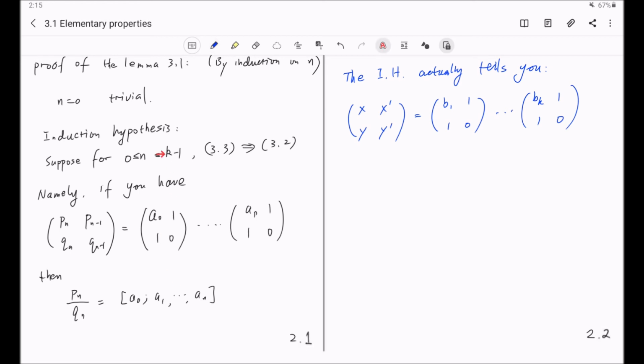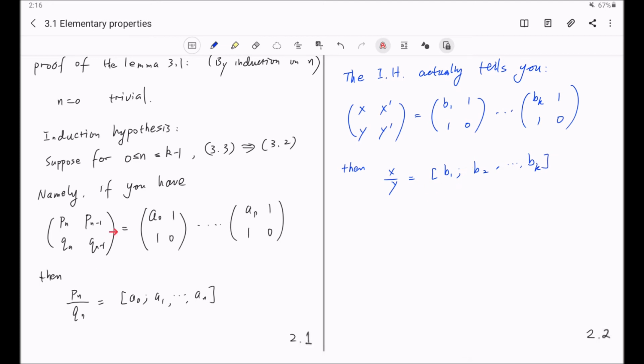And now do you see what this induction hypothesis will tell us in here? I'll let you think about it for a while. But I will tell you the answer anyway later. What this induction hypothesis tells you is that x over y is equal to the continued fraction starting with b1.